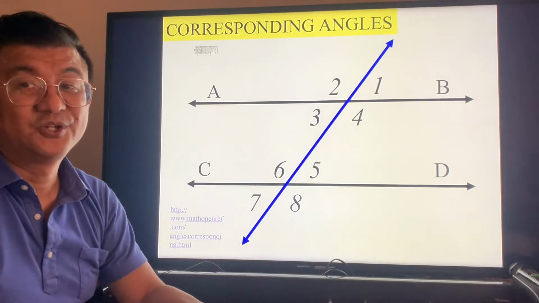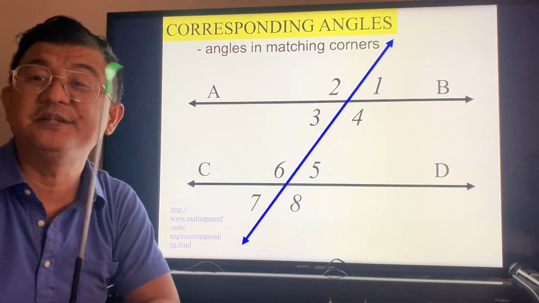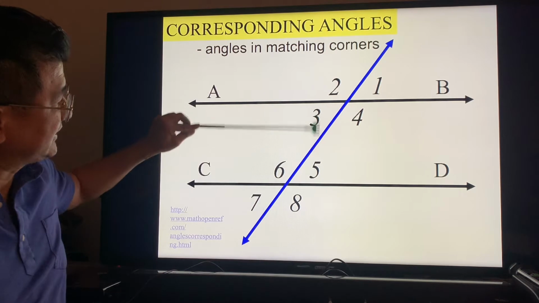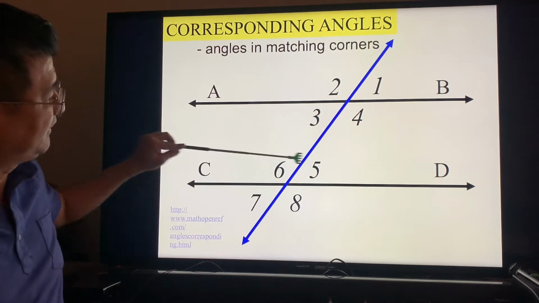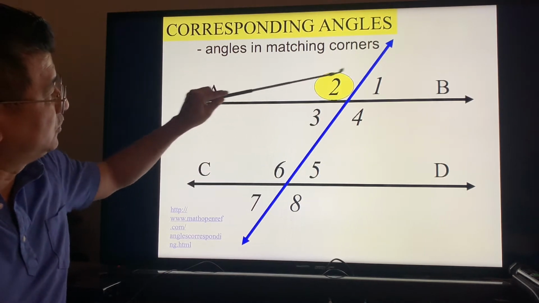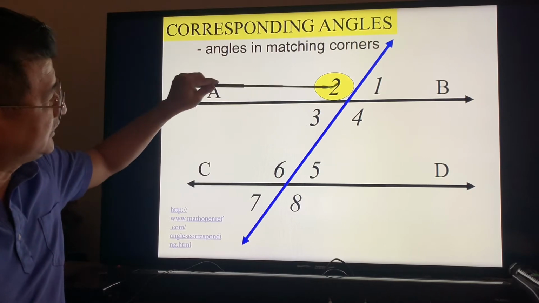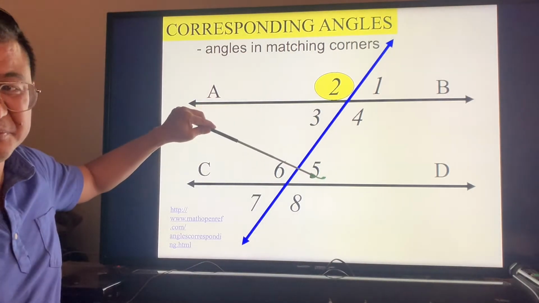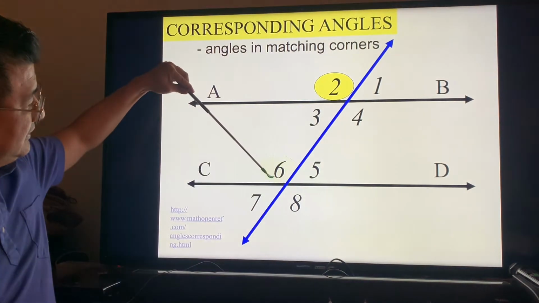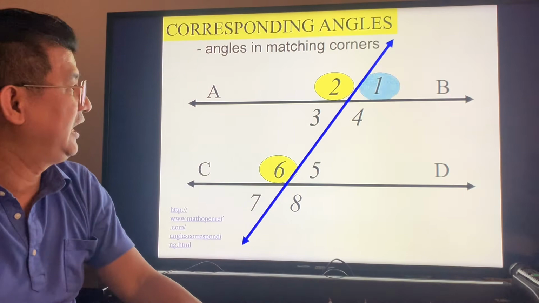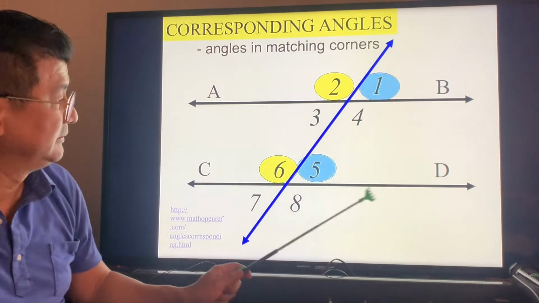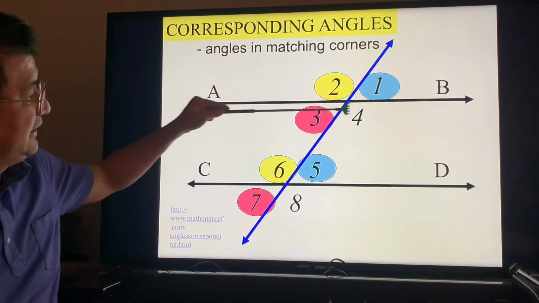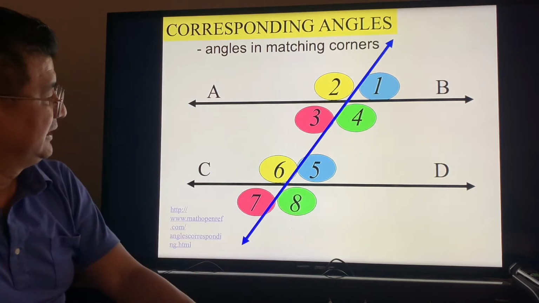Corresponding angles. Corresponding angles are angles in matching corners. Okay, think of this as one set of angles, another set of angles. I see angle 2. Which one would match the location of angle 2 on the other side? Will it be 5? They don't match. 2 matches with angle 6. Correct. How about angle 1? It matches with angle 5. Angle 3 matches with 7, and angle 4 matches with 8.